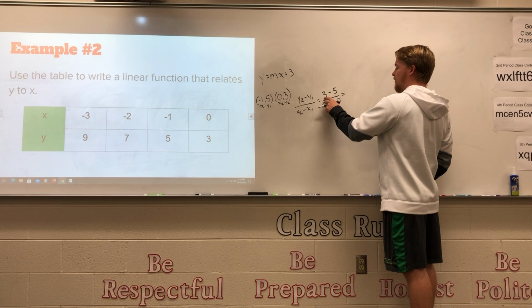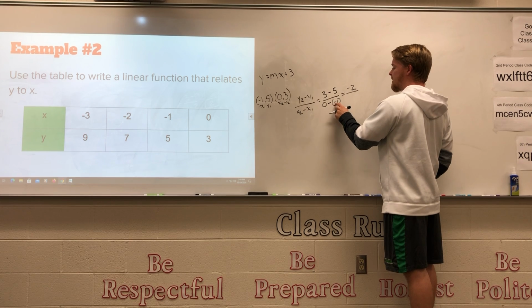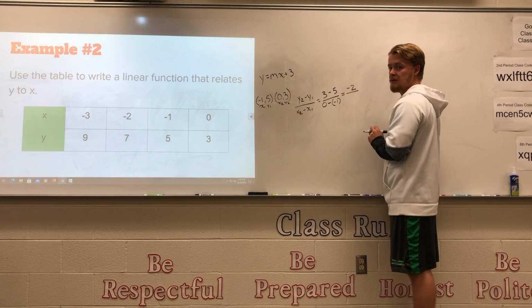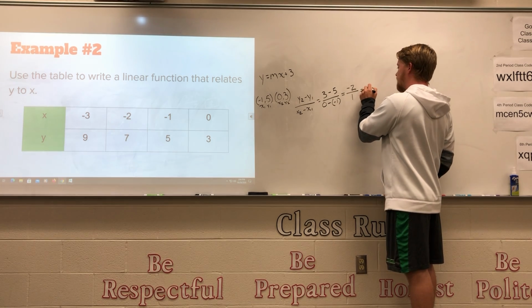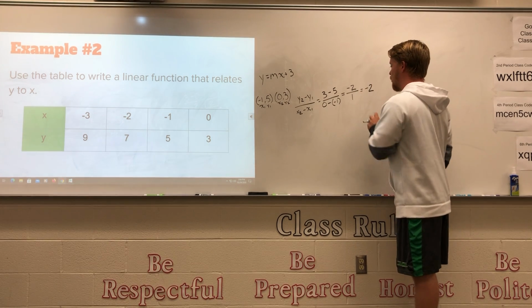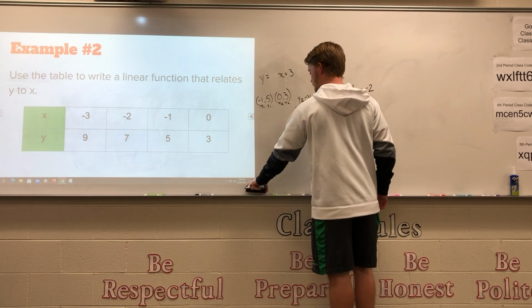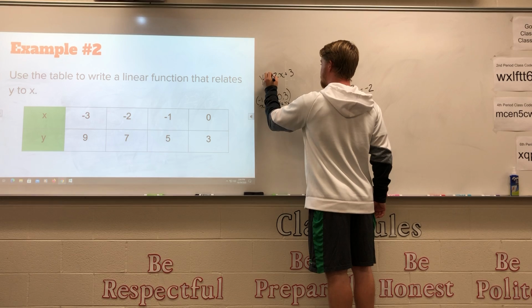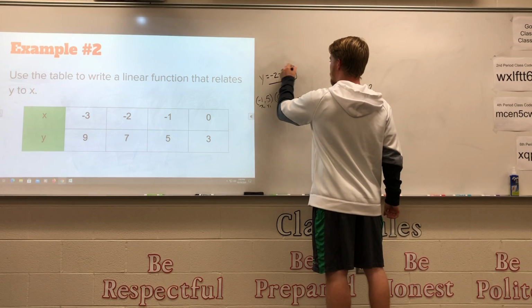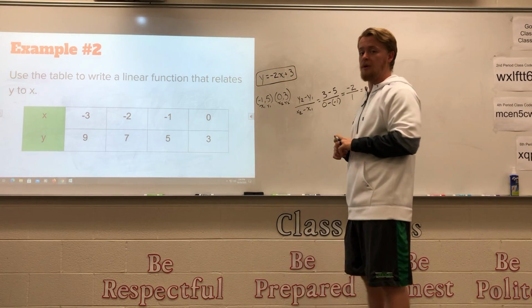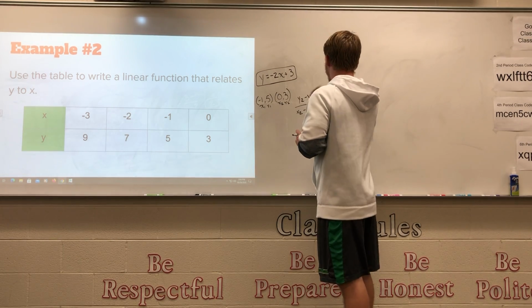So when I simplify this, 3 minus 5 is negative 2, over 0 minus negative 1. Back-to-back negatives make a positive, so this is really 0 plus 1, which is just 1. And then negative 2 over 1 is just negative 2. So this is my slope, negative 2. That means in place of m, I'm going to put negative 2. So my linear function that relates y to x is y equals negative 2x plus 3. So that is your answer. That's how we're going through and breaking down these problems.